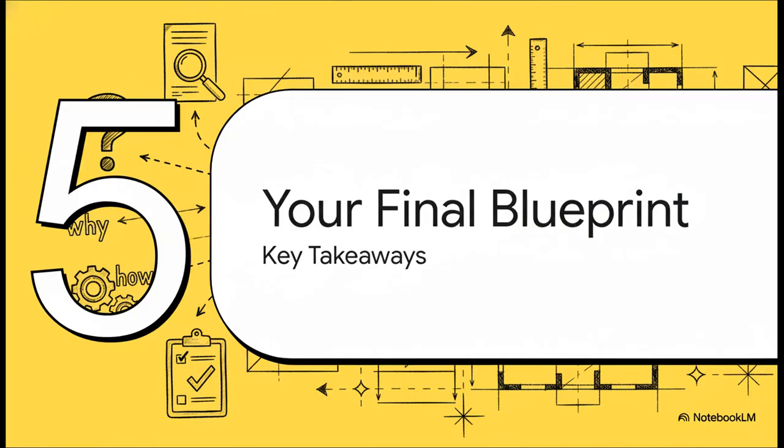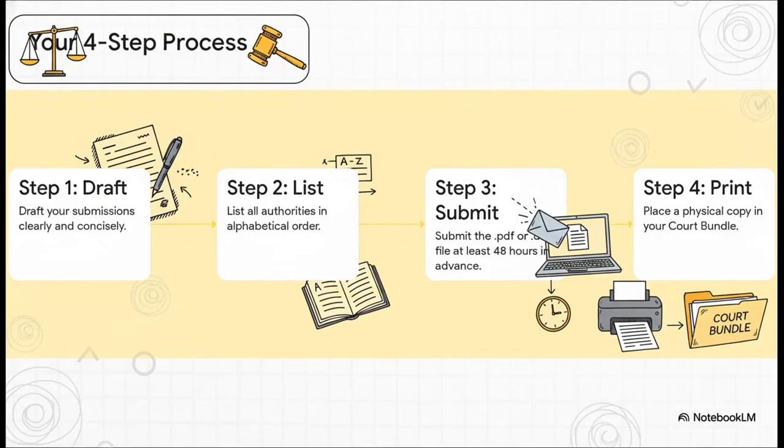Okay, so we've gone through the why, the what, the how, and the absolute must-dos. Let's pull all of that together into a final, actionable blueprint that you can use every single time you have to write one of these. Here we go. 4 simple steps to get this right. Step 1, draft your submissions so they are crystal clear and to the point. Step 2, list every single authority you plan to use. And hey, put them in alphabetical order. Step 3, get that final PDF or doc file submitted at least 48 hours in advance. And step 4, don't forget to stick a physical copy in your court bundle. Just follow this checklist and you'll be golden.